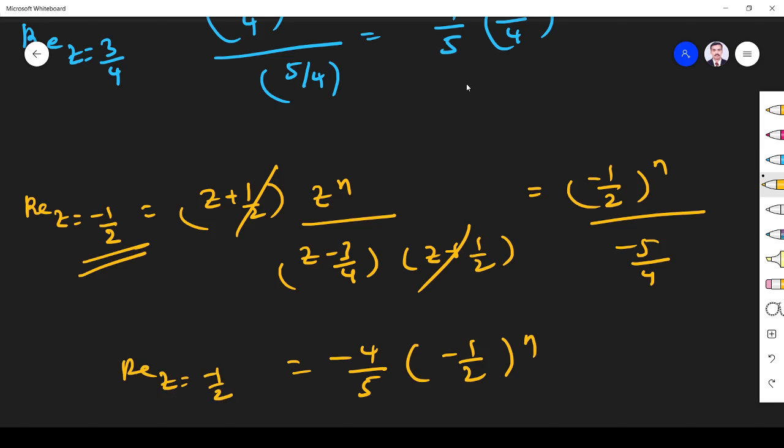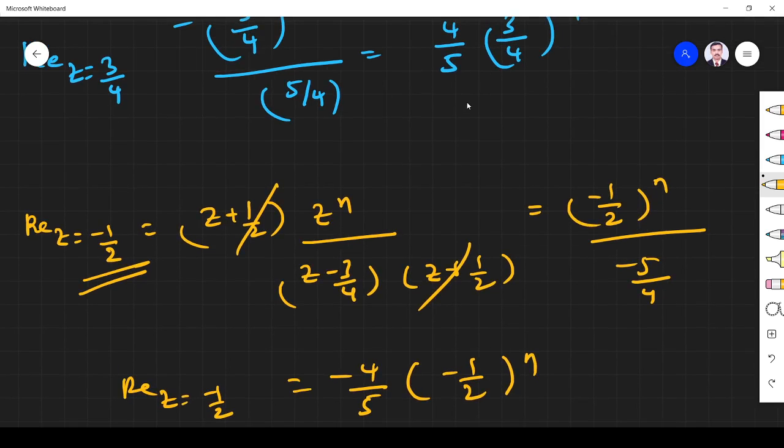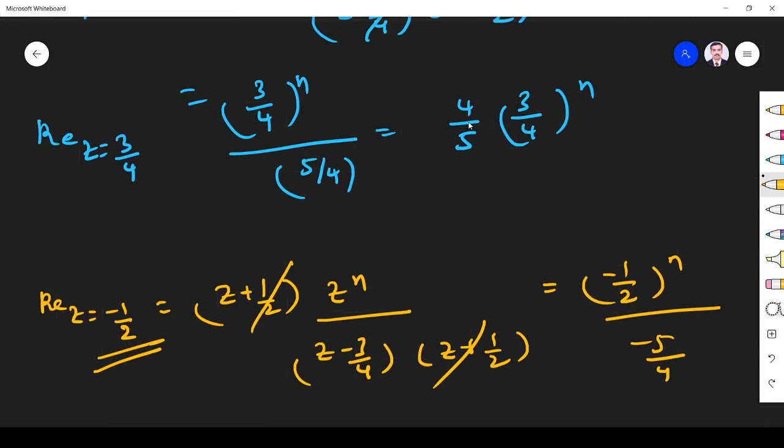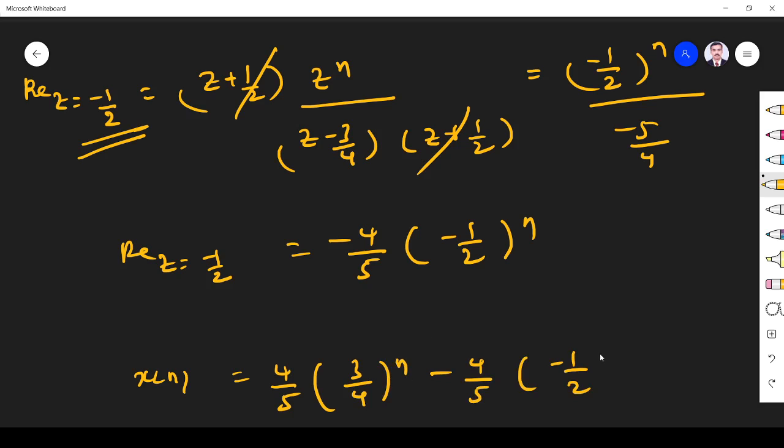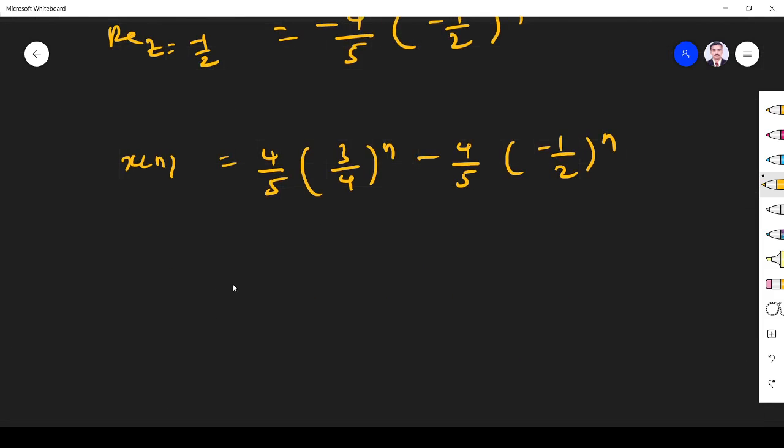So I found two residues. Sum of residues is the answer. First one is 4 by 5, (3 by 4) power n. So the answer is x of n is equal to 4 by 5 into (3 by 4) power n, second one is minus 4 by 5 into (minus 1 by 2) power n. If you simplify, 4 by 5, (3 by 4) power n minus.